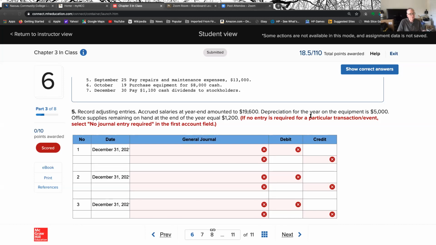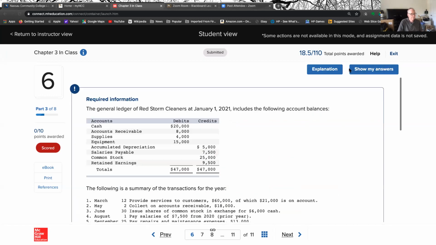The depreciation for the year on the equipment is $5,000. Debit depreciation expense, credit accumulated depreciation for $5,000. And then the supplies remaining on hand at the end of the year are $1,200. You need to look at the supplies account. The supplies account right now has a balance of $4,000 shown in it. But if there's only $1,200 left, that means $2,800 were used. Debit supplies expense, credit supplies, $2,800, right? So that's what this should show you.